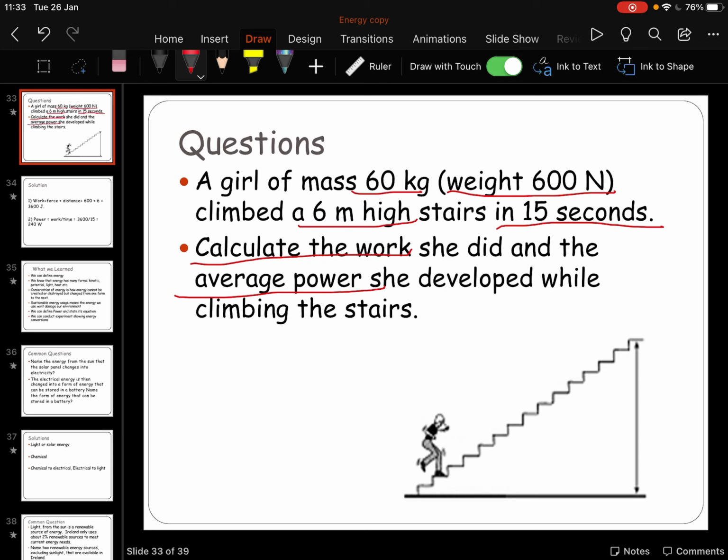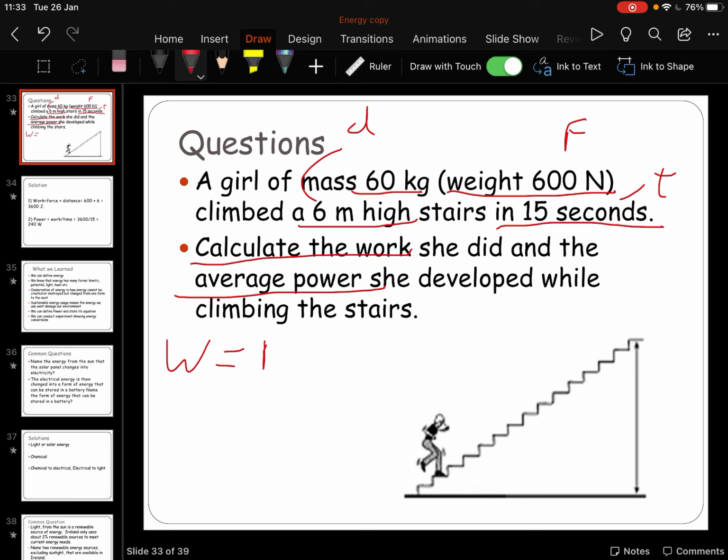Calculate the average power. So I'll give you a second. Calculate the work, calculate the power. What do we know? We have a force here. We have a time here. And we have a distance here. So calculate the work first.